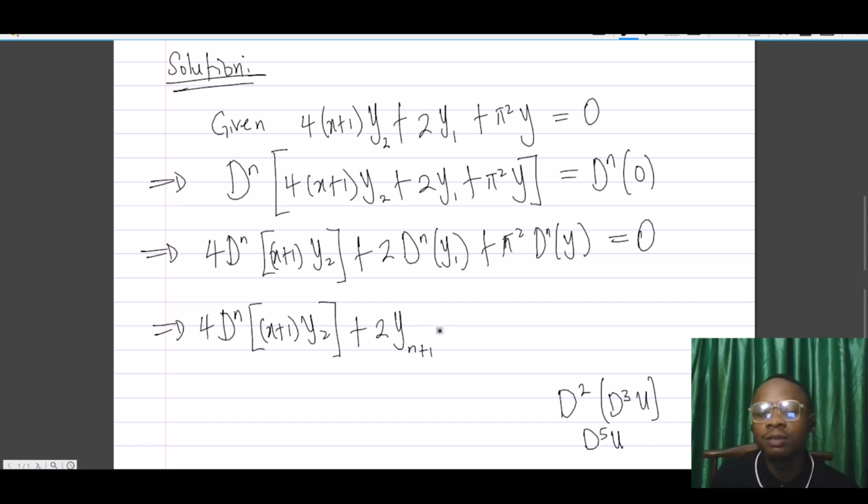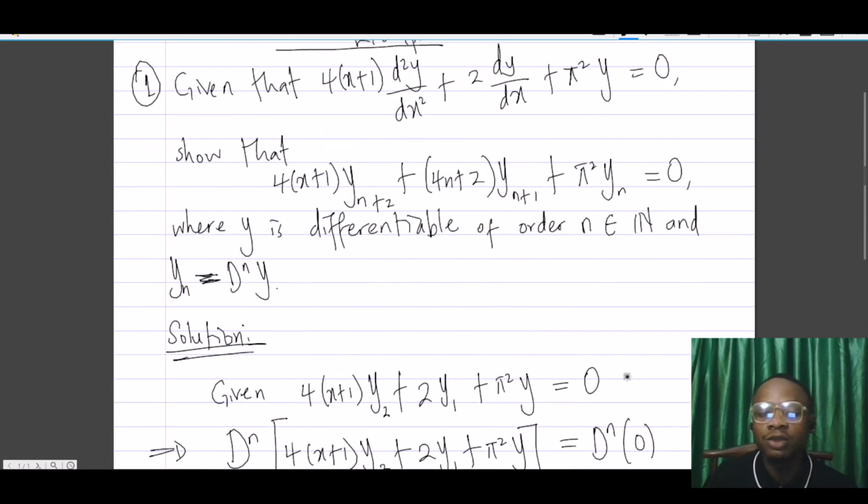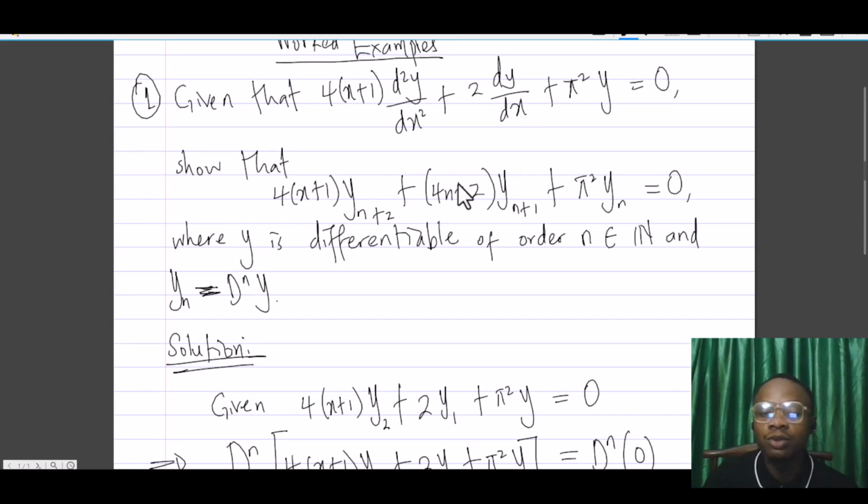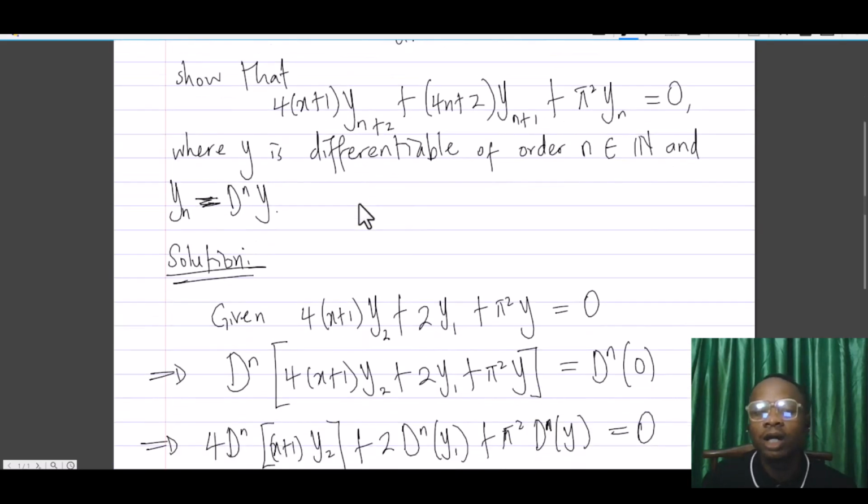And for this portion, we can write this also as pi squared, which is constant. Then the nth derivative of y, we can just write it as y sub n, as we have been told in the question. And this will be equal to 0. So we are not at our destination yet. We don't have this to be equal to what we have been told to show. Okay, but we are close to it.